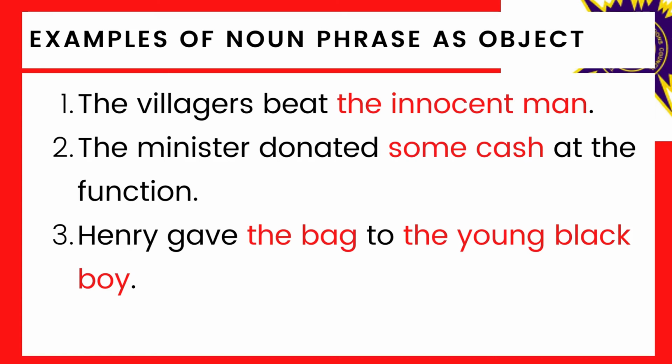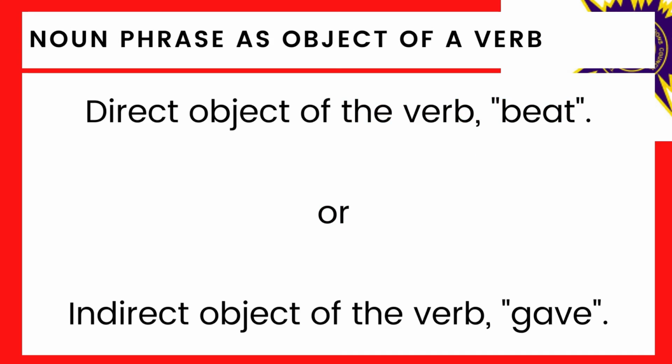How do we test for an indirect object? It is by simply asking the question to whom or for whom. So in this case, we can ask, Henry gave the bag to whom? And our answer would be the young black boy. For that matter, the young black boy functions as an indirect object of the verb gave in this sentence. Again, in writing down your answers, do not forget, you do not say it is the object of the sentence, but rather it is the object of the verb, and then you quote the particular verb in the sentence.